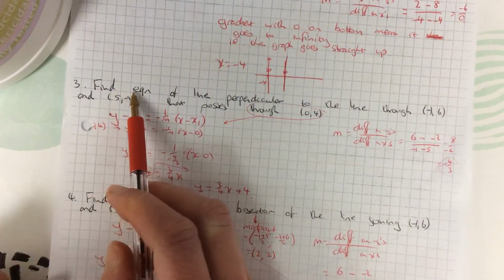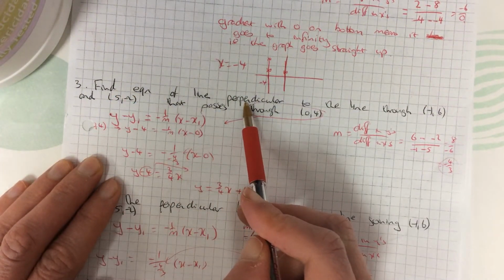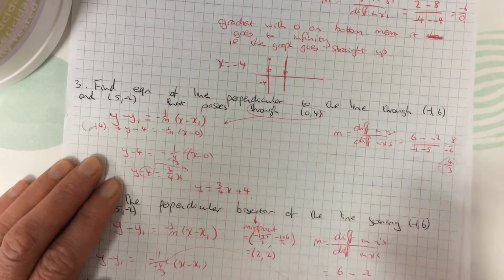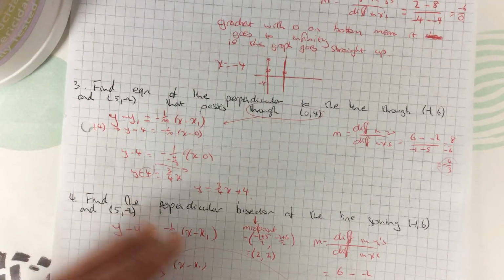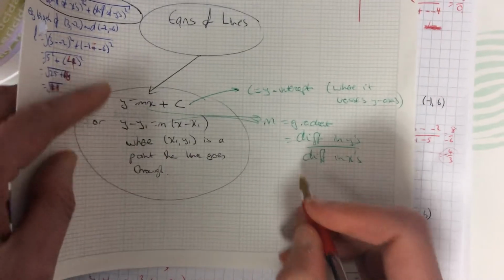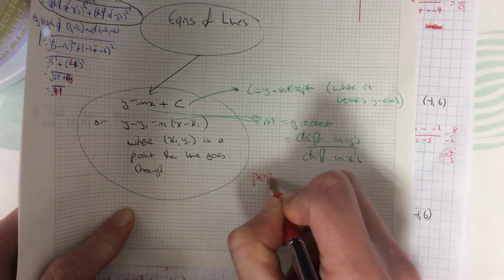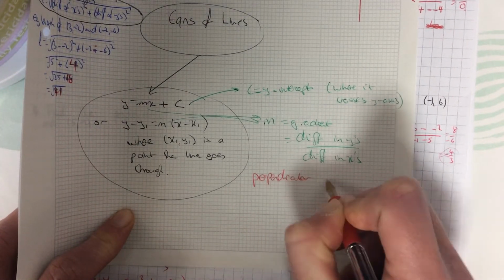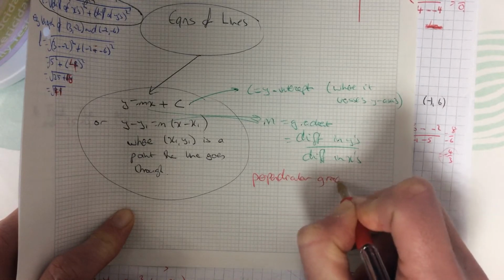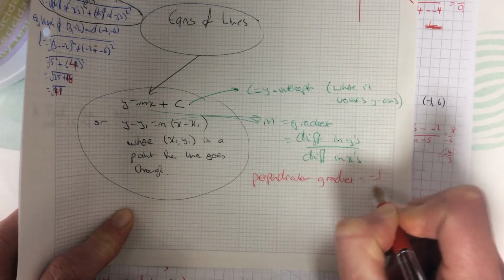Number 3, find the equation perpendicular. Now, perpendicular, we just go back over to our initial page. Could you add on perpendicular gradient? So perpendicular gradient equals minus 1 over m.